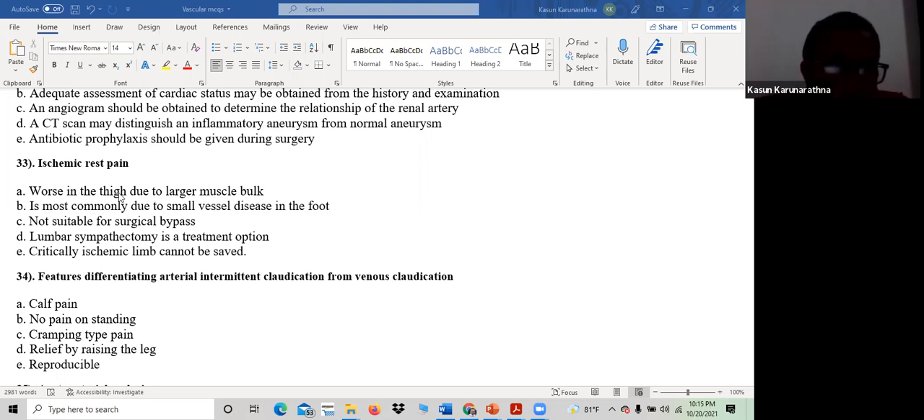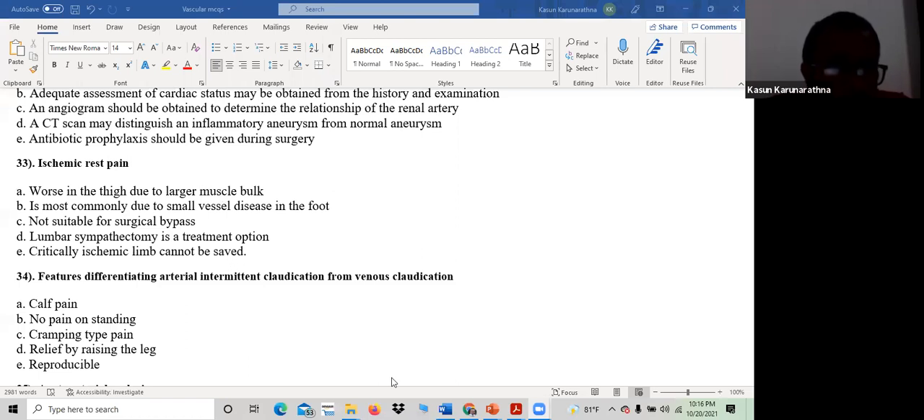So ischemic rest pain occurs in the forefoot. It is most commonly due to small vessel disease in the foot. What do you say for this? That's again false, right? It's not due to small vessel disease. If it is small vessel disease, they won't get this rest pain, right? Rest pain occurs due to severe occlusion, and they can't get adequate blood supply even at rest to maintain basal metabolic rate.